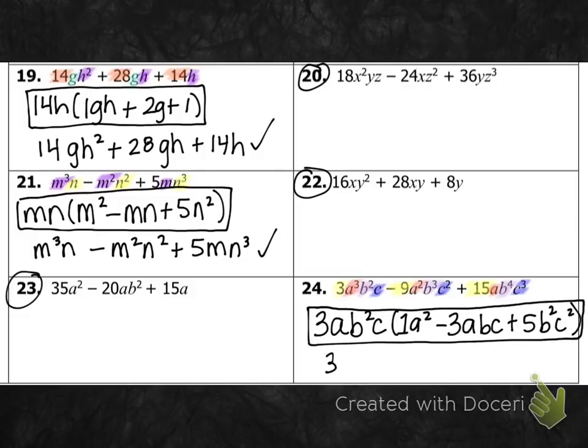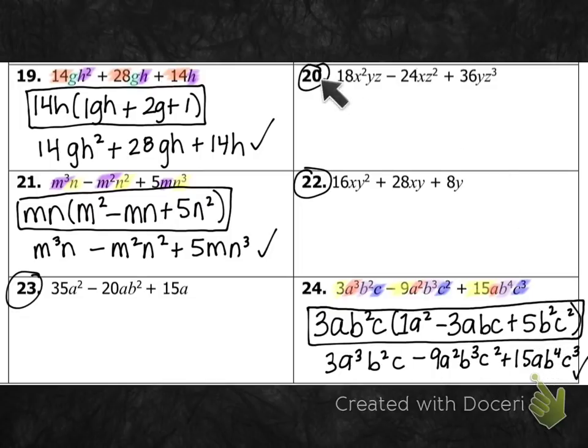So let's check. 3 times 1 is 3, A times A squared is A cubed, and then we have nothing else, so we're just going to tack on the B squared C, and that matches, so that's good. 3 times -3 is -9, A squared, B cubed, and then C squared. If we multiply this next piece, 3 times 5 is 15. A, B to the 4th, C cubed, and that matches. So that means we did it right.